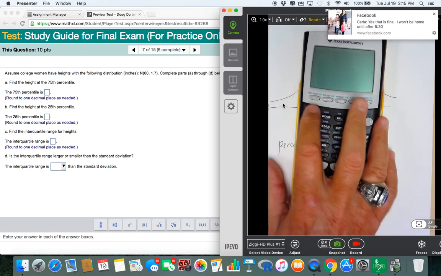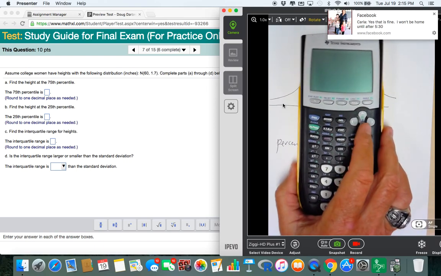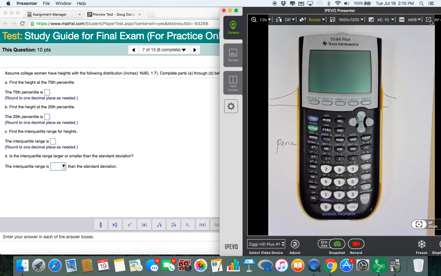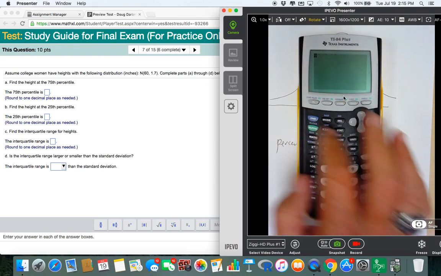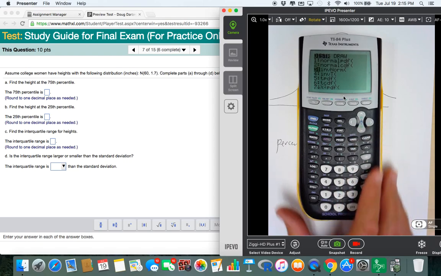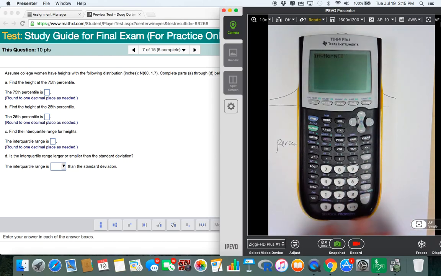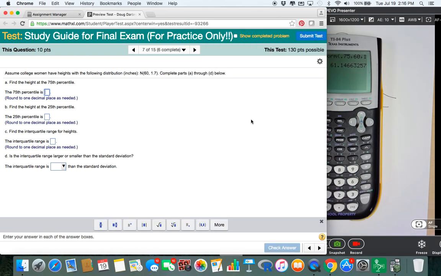So that's going to be really easy. We use that magical key, the inverse norm key, on the calculator. We want 0.75, with a mean of 60 and standard deviation 1.7. So the 75th percentile, rounded to 1 decimal place, is 61.1.